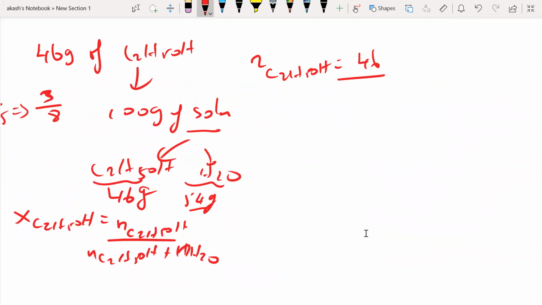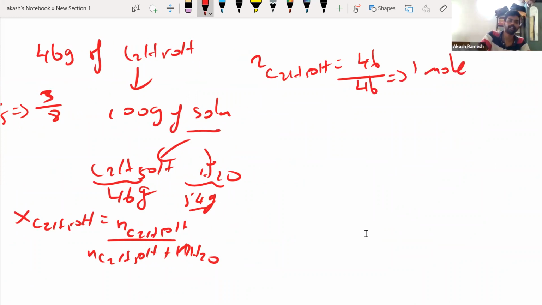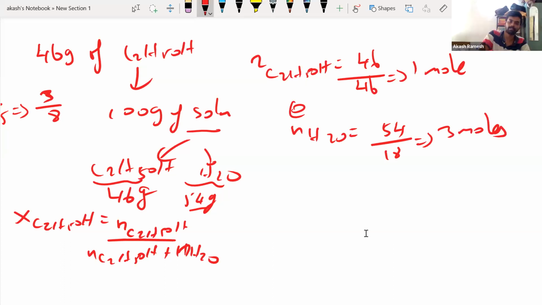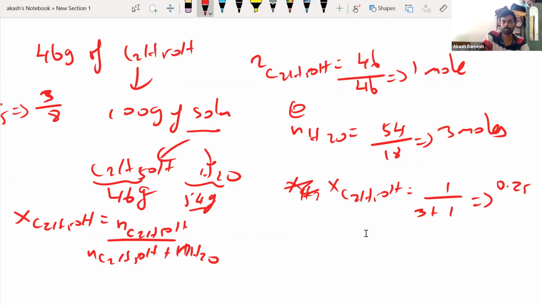46. 46 only. Yes, sir. Okay, fine. 46. That would be 1 mole. Right? Same way, number of moles of H2O would be how much? 54 divided by 18, which would be 3 moles. Done. Right? So now I can easily calculate what is mole fraction of C2H5OH. That would be number of moles of this, 1, divided by 3 plus 1, which is 1 by 4, which is 0.25.